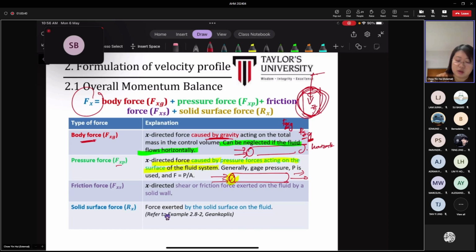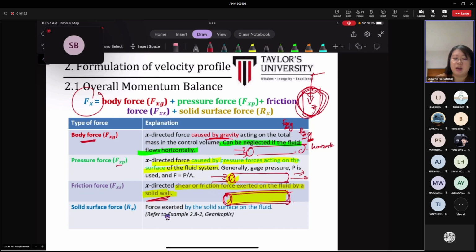Then for the friction force, let's say for the pipe flow, it actually acts on the cylindrical body, this one here, because it's caused by the pipe wall. And also each fluid layer, when they flow past each other, there's friction and viscous effect between them as well. When we look at the overall system, when we talk about the overall momentum balance, here the friction force is the shear or friction force exerted on the fluid by the solid wall, when we look at the control volume, the whole system.